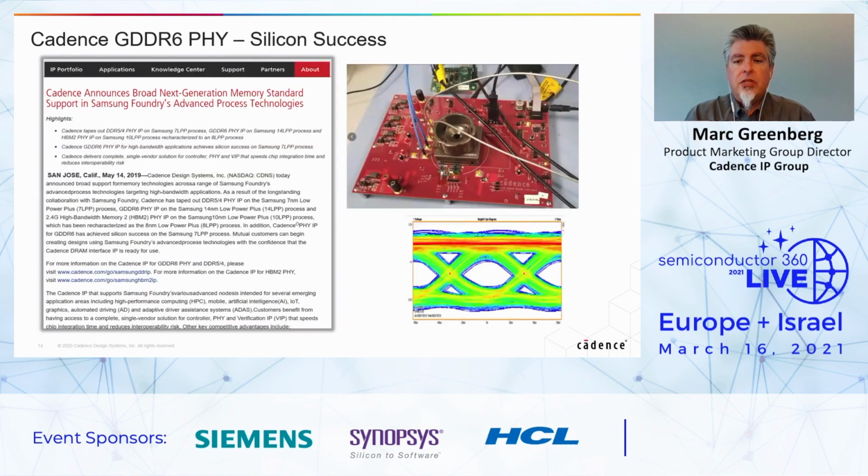This is some of the press releases indicating some of the chips that we have silicon for in the GDDR6 space, and a picture of one of our test boards.